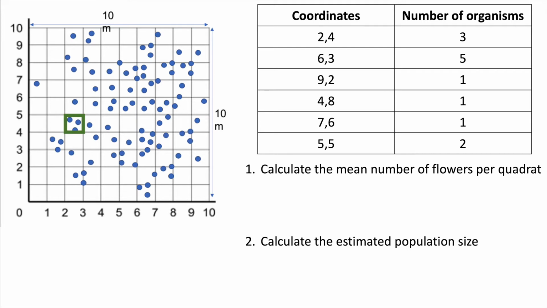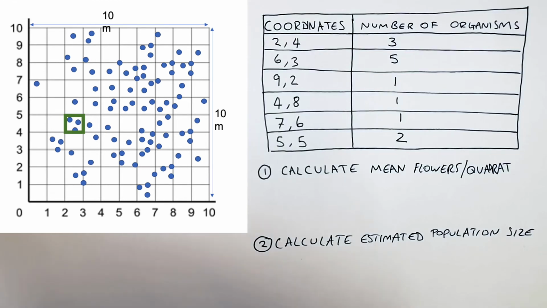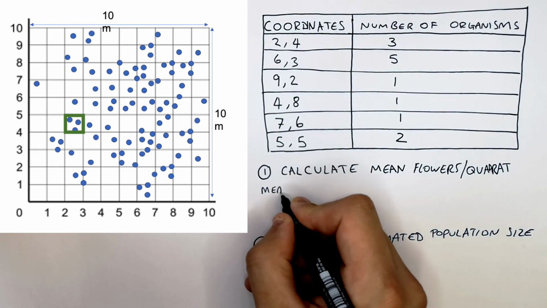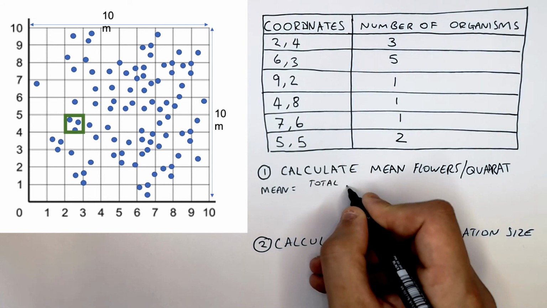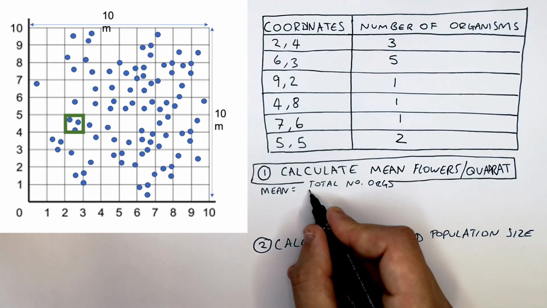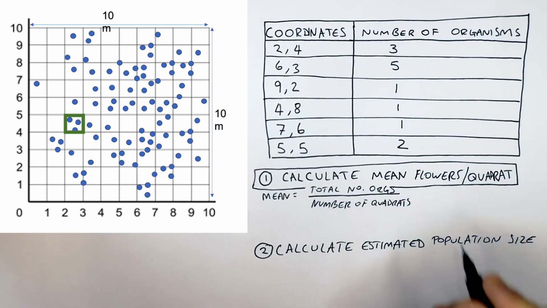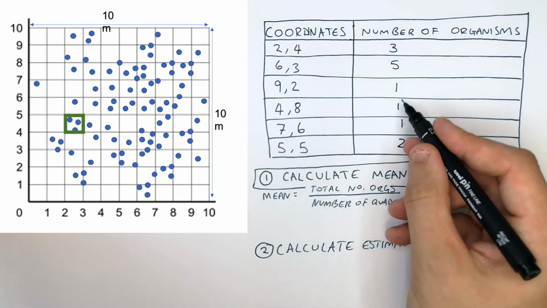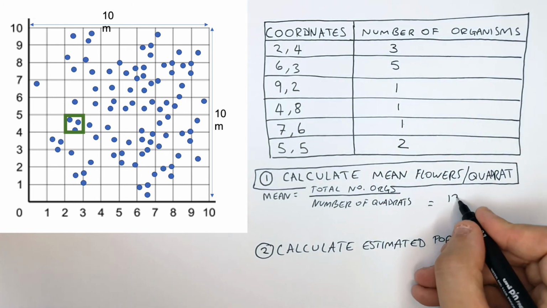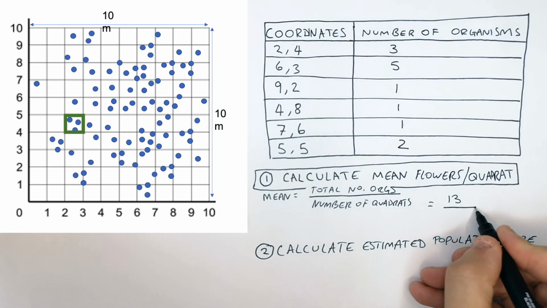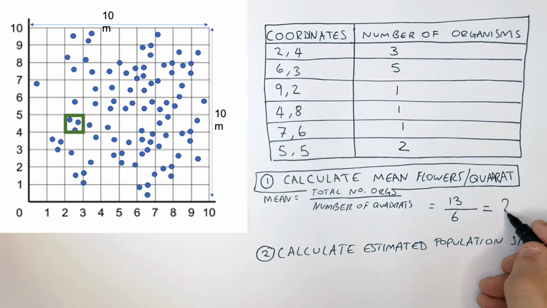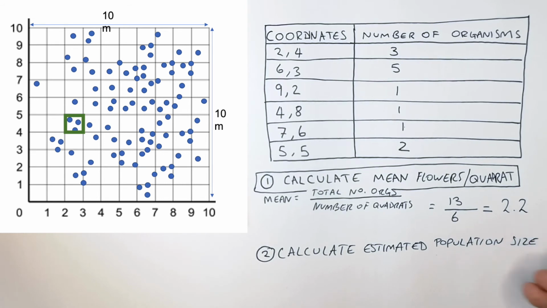Pause the video here to use this data to calculate the mean flowers per quadrat and also to calculate the estimated population size. Method and answers will follow. To calculate the mean flowers per quadrat, the equation is the total number of organisms in all your quadrats divided by the number of quadrats you used. The total number of organisms in all of your quadrats is going to be 13. And you divide that by number of quadrats, which is 6 quadrats. That gives you an answer of 2.2 flowers per quadrat.